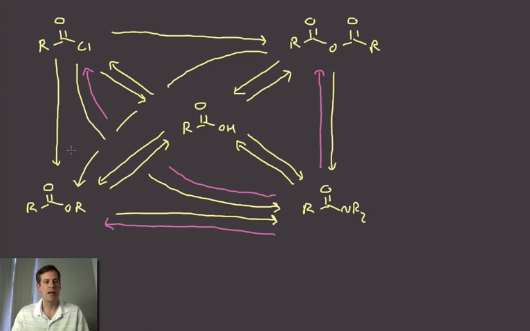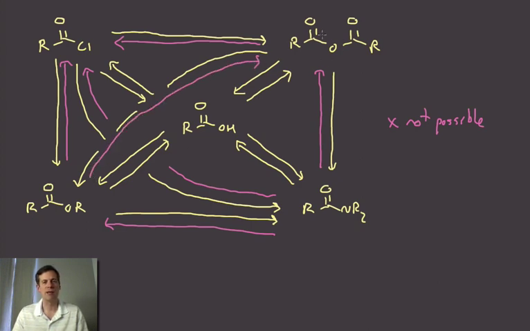We also can't take an ester and go to an acid chloride. We can't take an acid anhydride and go to an acid chloride either. So all of those are basically not possible. But anything with the yellow arrow is possible. Oh, and one more: we can't go from an ester back to an acid anhydride.